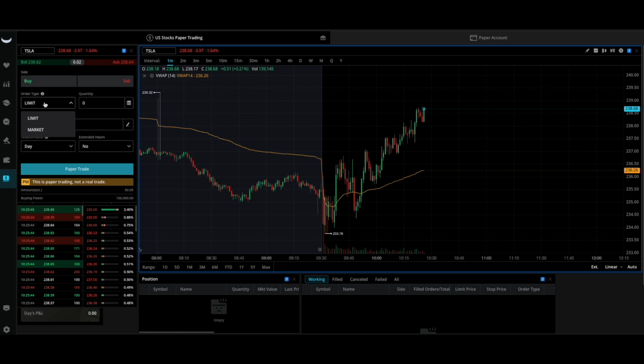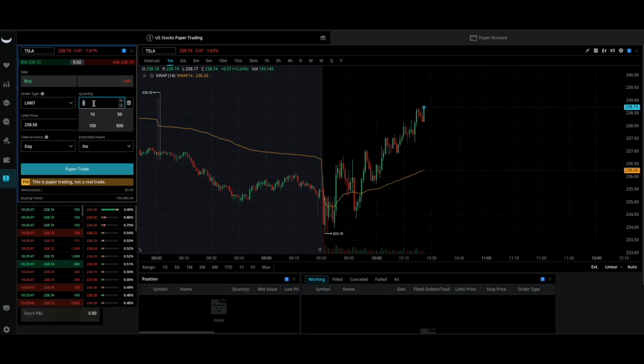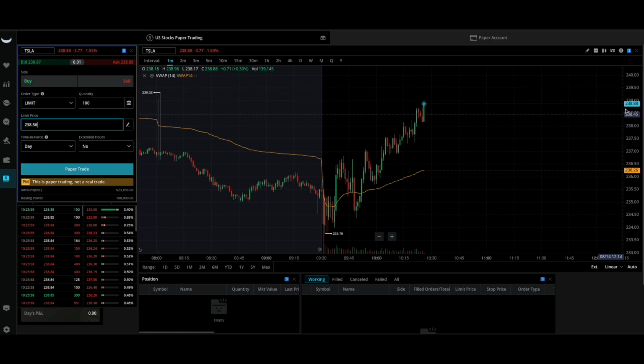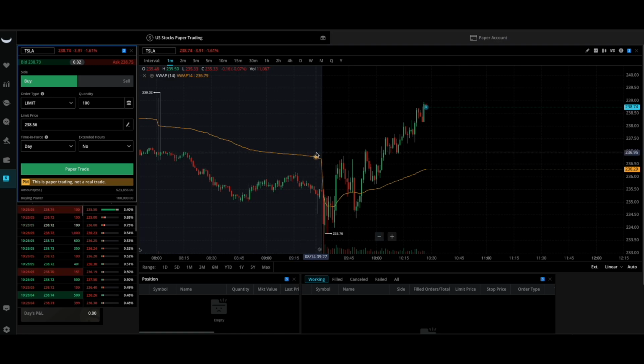So when you place a limit order, that means that, let's just do 100 shares. If I place a limit order for 100 shares, I am saying on this limit order that I want to buy only if it is 238.56. If you look over here, the price is 238.87. So if I hit buy, the order is not going to fill unless the price dips to $238.56. And I'm going to show you.